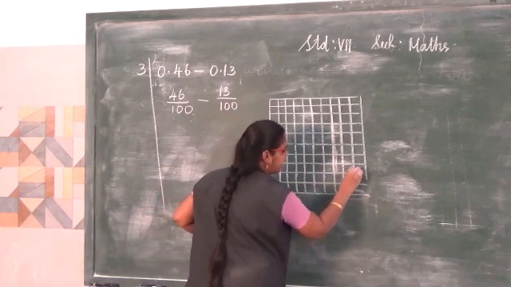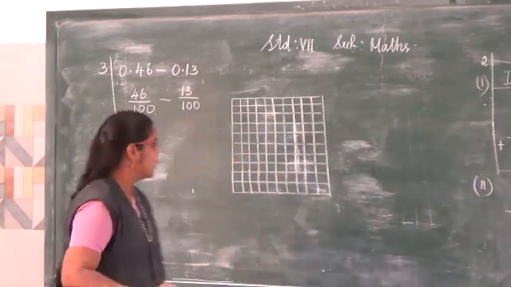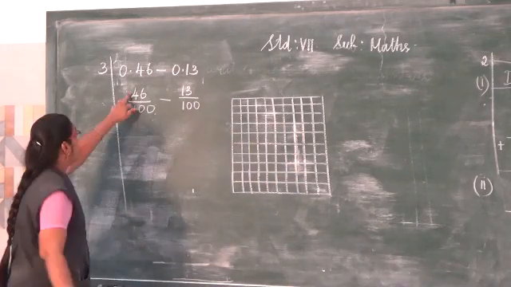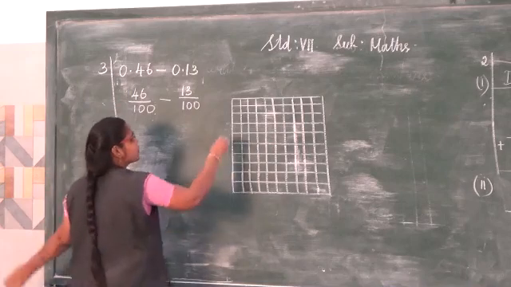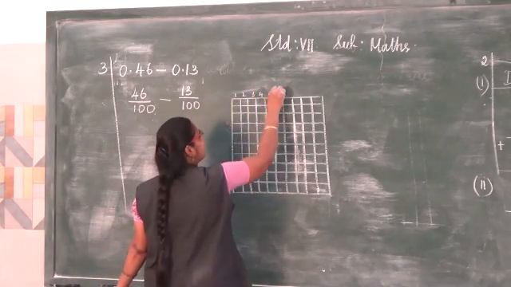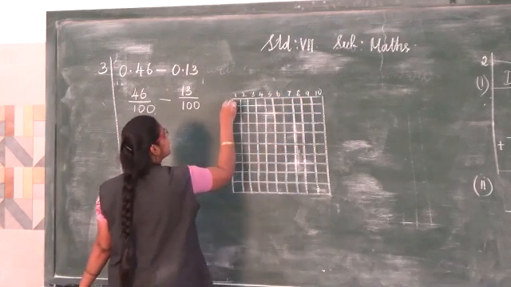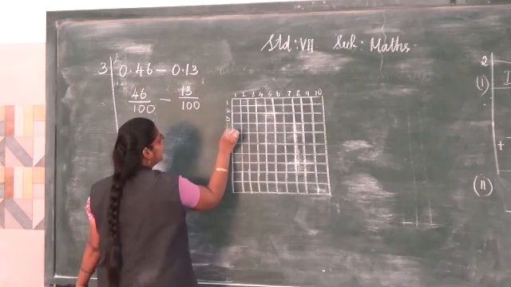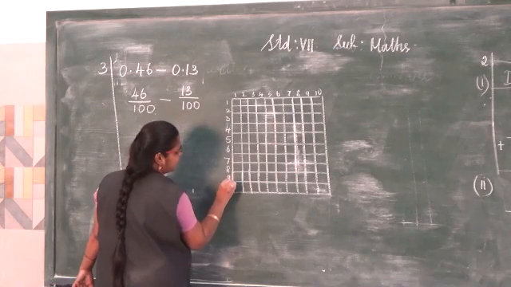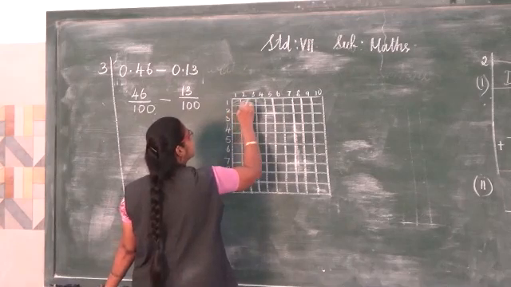So you will be having 10 rows and 10 columns. In these 10 rows and 10 columns, we have to shade 46. So this is 1, 2, 3, 4, 5, 6, 7, 8, 9, 10. So this side 1, 2, 3, 4, 5, 6, 7, 8, 9, 10. So 46, so 40 you shade like this.